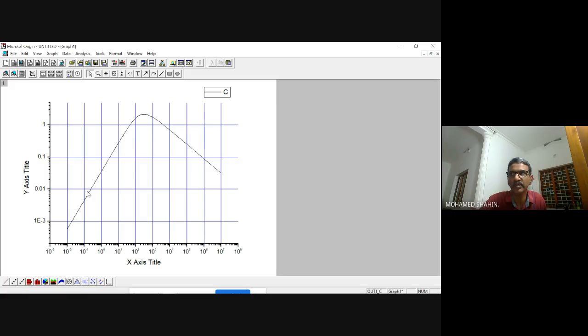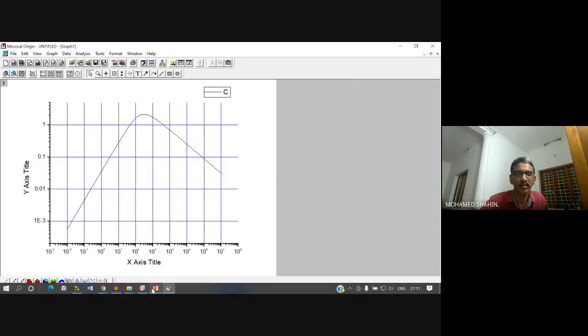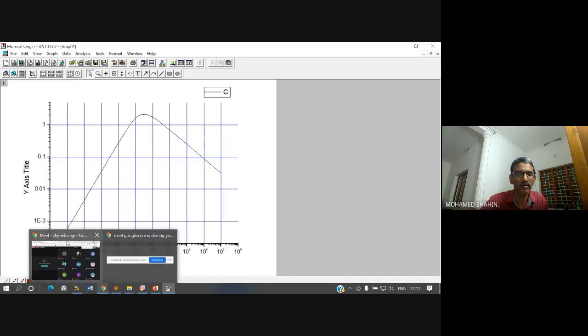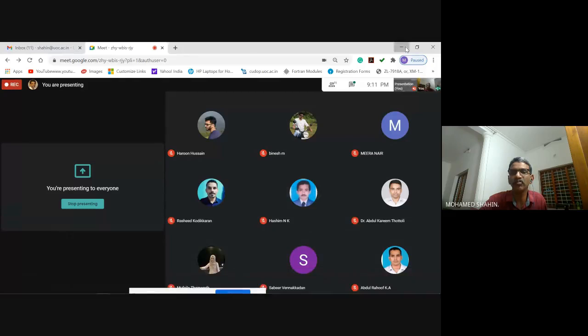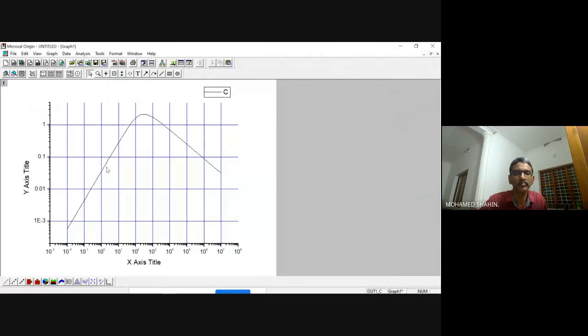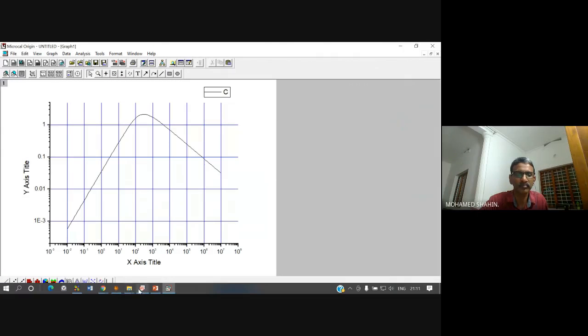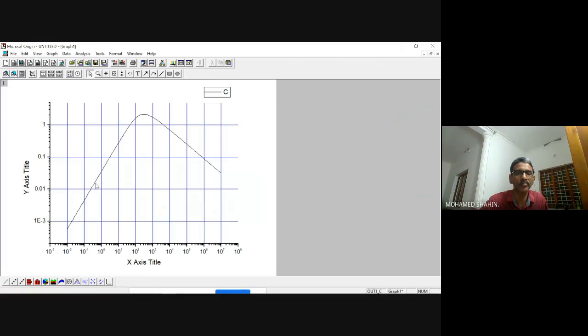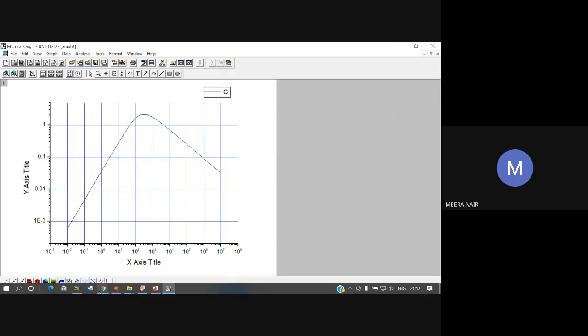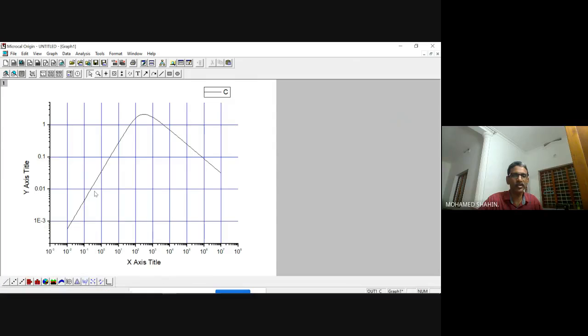Someone can unmute and tell me what is the slope here? Meera? Hello? No one is able to. Come on. What is the slope here? Hello? What is the slope on the left hand side of the peak? -1, sir. -1.